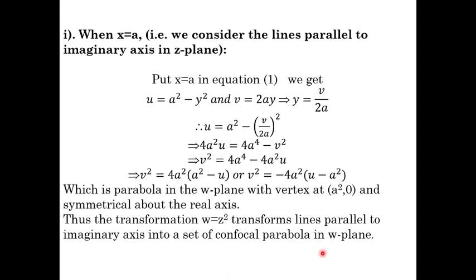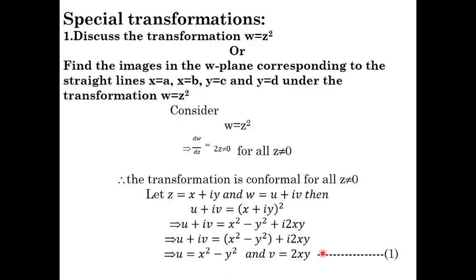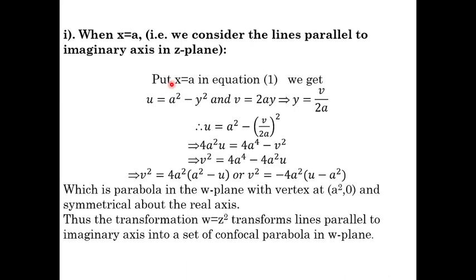Now, we consider the lines parallel to the imaginary axis. Here we consider these lines: x = a, x = b, y = c, y = d. Here x = a and x = b mean straight lines which are parallel to the y axis. Here the y axis can be taken as the imaginary axis. We consider the lines parallel to the imaginary axis in the z plane.